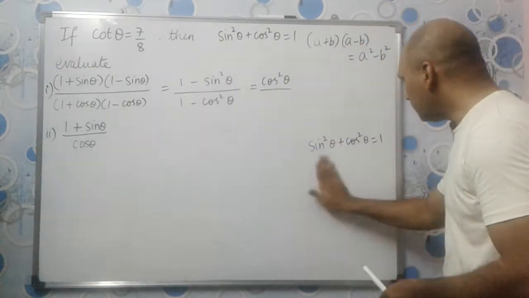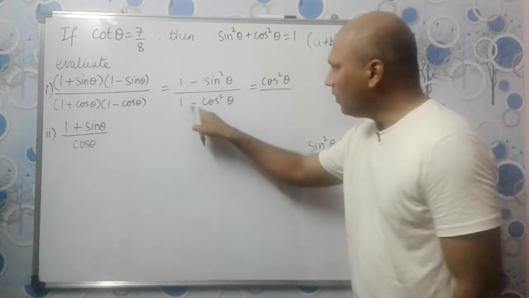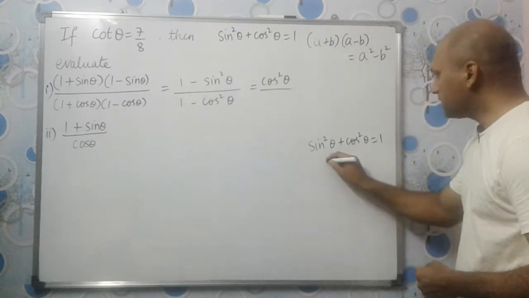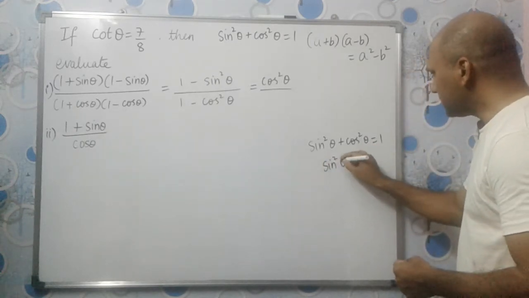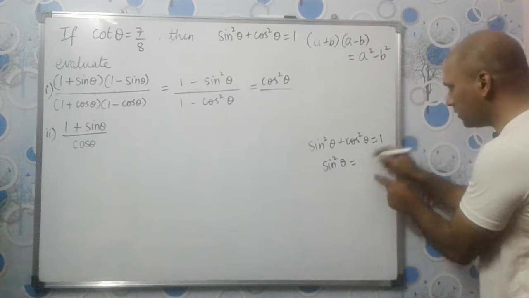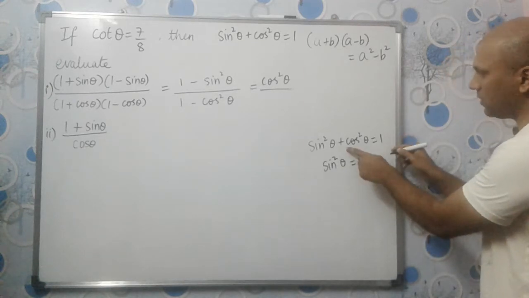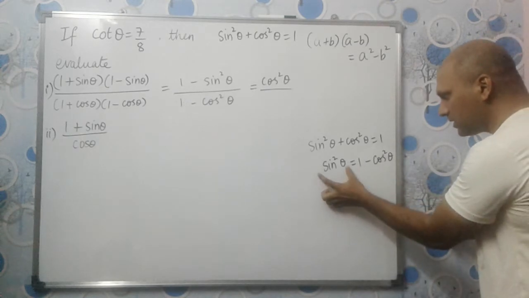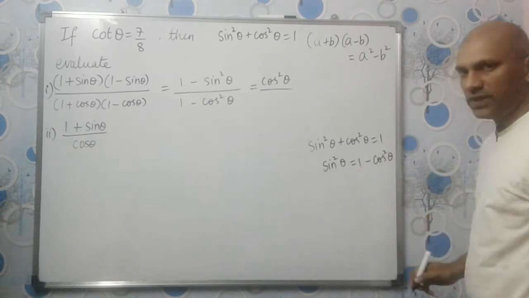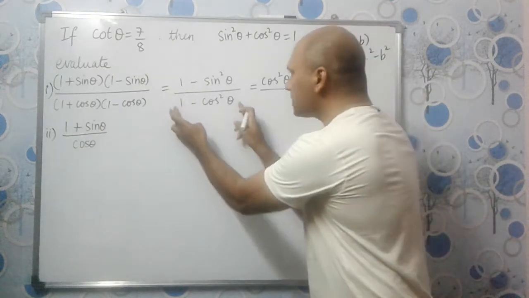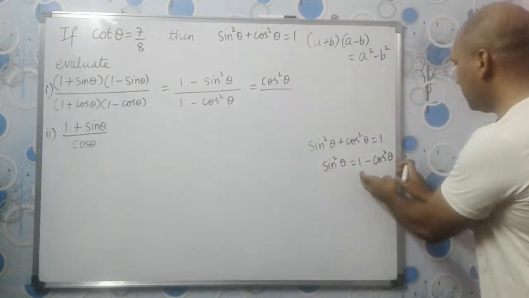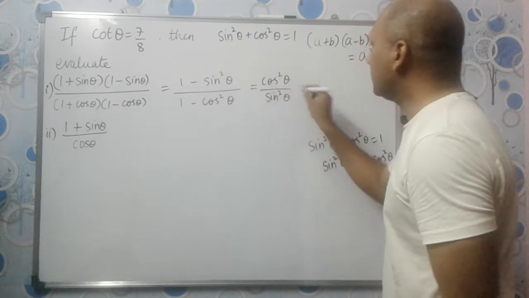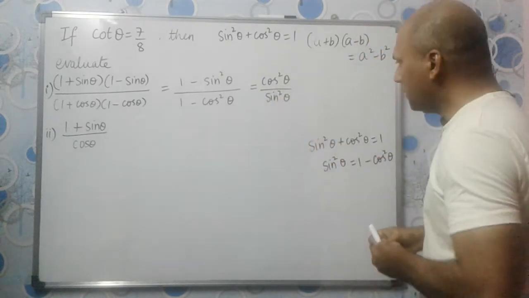All right. Now in the denominator, 1 minus cos square theta is there, right? So if we send cos square theta on the other side, sin square theta is equal to 1 minus cos square theta. This is plus cos square, and when it goes on the other side it becomes minus. So in place of 1 minus cos square theta, we can write sin square theta.